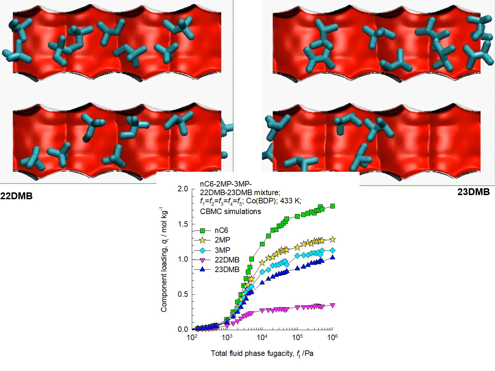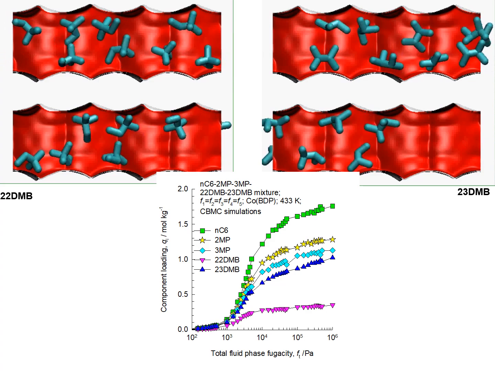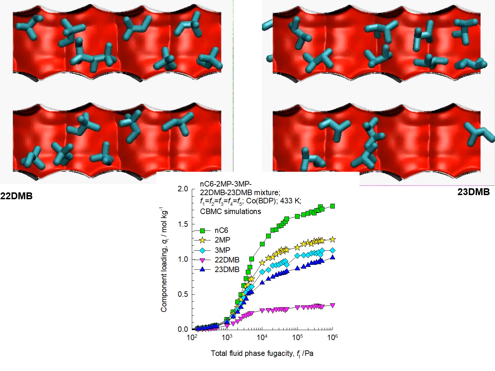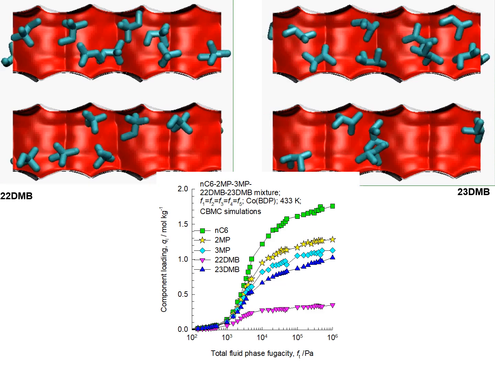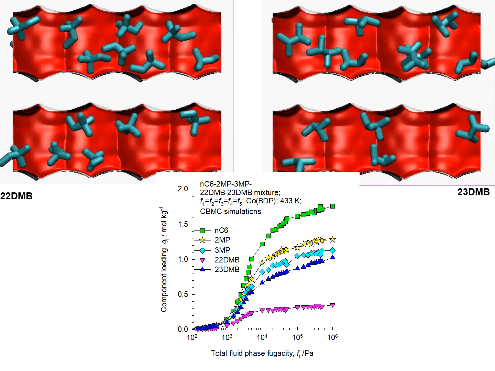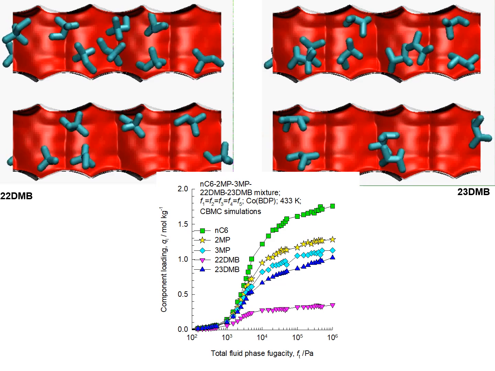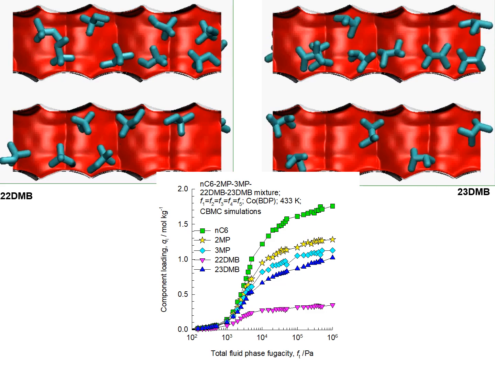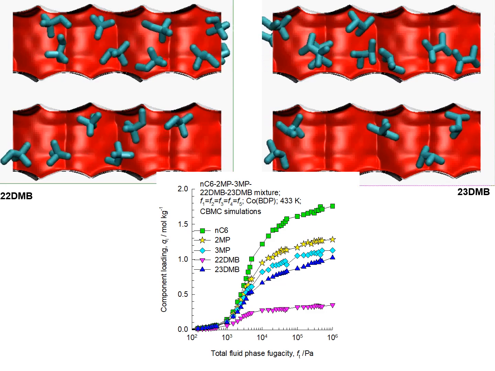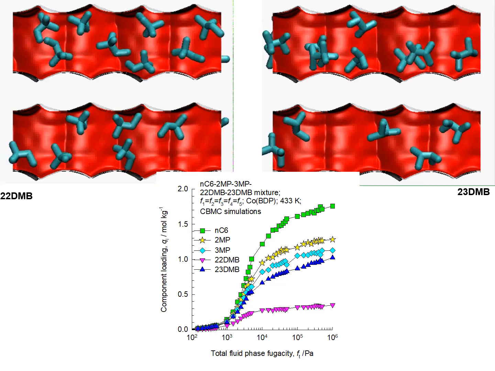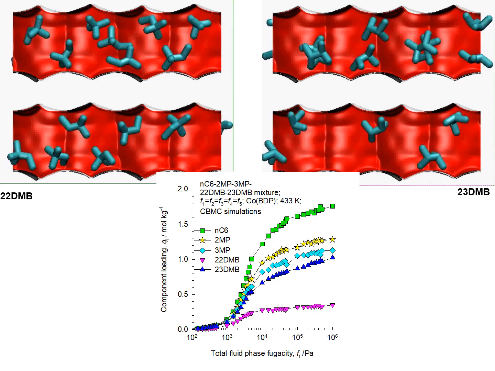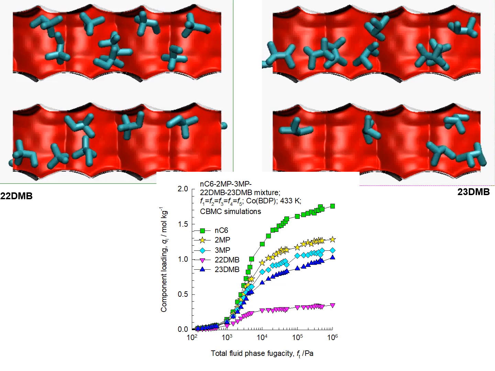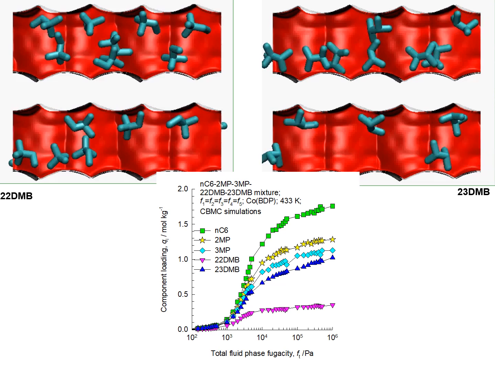Here we look at the animations for the motion of 2,2-dimethylbutane and 2,3-dimethylbutane in cobalt BDP. The diffusivities of these di-branched isomers are nearly the same as for the linear and monobranch isomers, and the separations of hexane isomers is purely on the basis of van der Waals interaction.